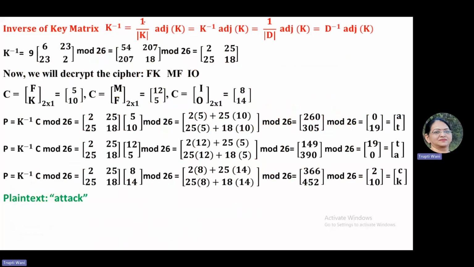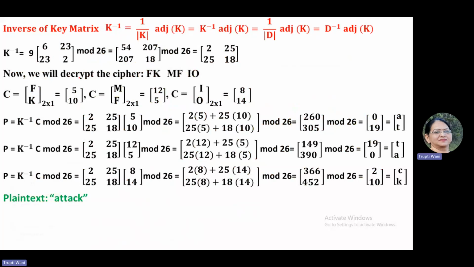So K inverse is equal to 1 upon D into adjoint of K. We got K inverse and adjoint of K. This 1 upon D is D inverse, and D inverse we got 9, and this adjoint we got, mod 26. Put all these values in this formula, and we will get this. Multiply each element of the matrix with 9, and we will get 54, 207, 207 and 18 mod 26. Do the modular operation on each element and we will get this matrix.